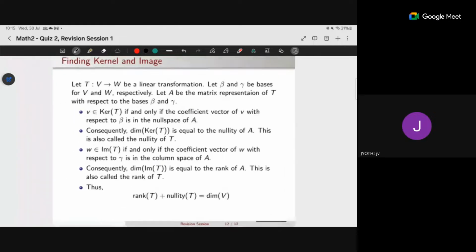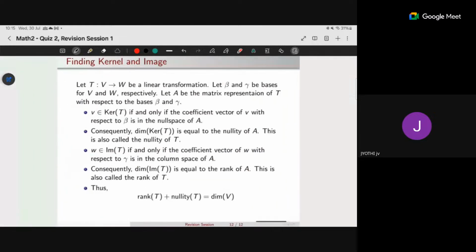I don't think I have time for an example. It took longer than I anticipated.